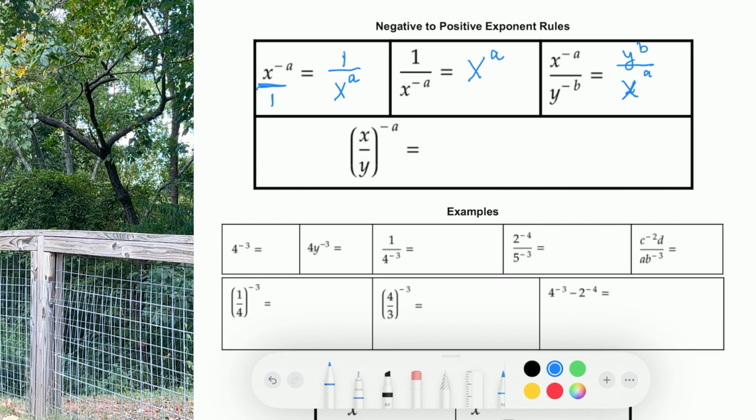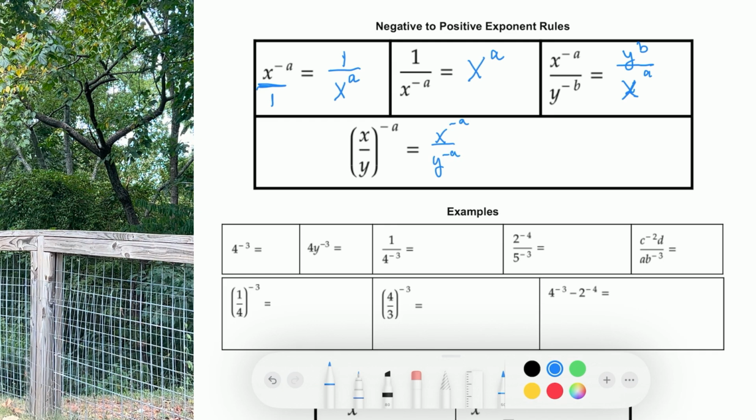Our next one has that negative exponent on the outside. There's 2 ways that we could go about this. One way is to distribute it, and we get x to the negative power of a over y to the negative power of a. And then use our rule to flip it. And that would become y to the positive a over x to the positive a. That's one way. Okay, so I'm going to put one way.